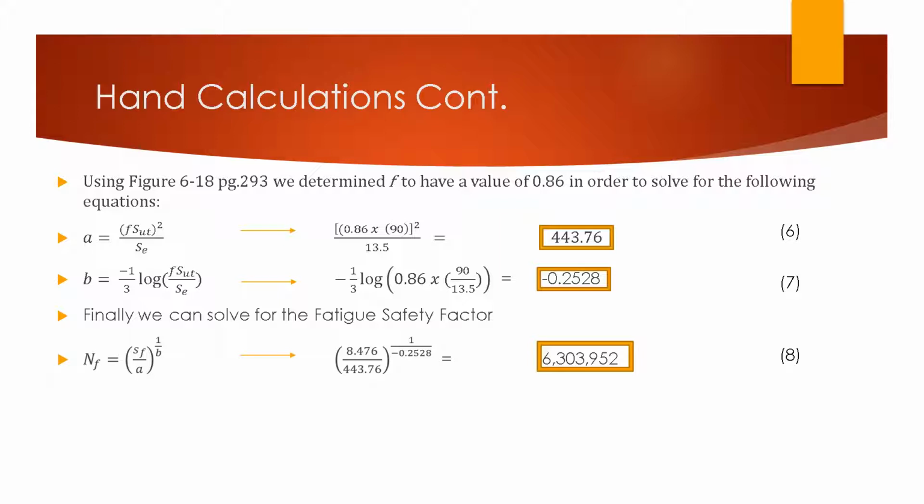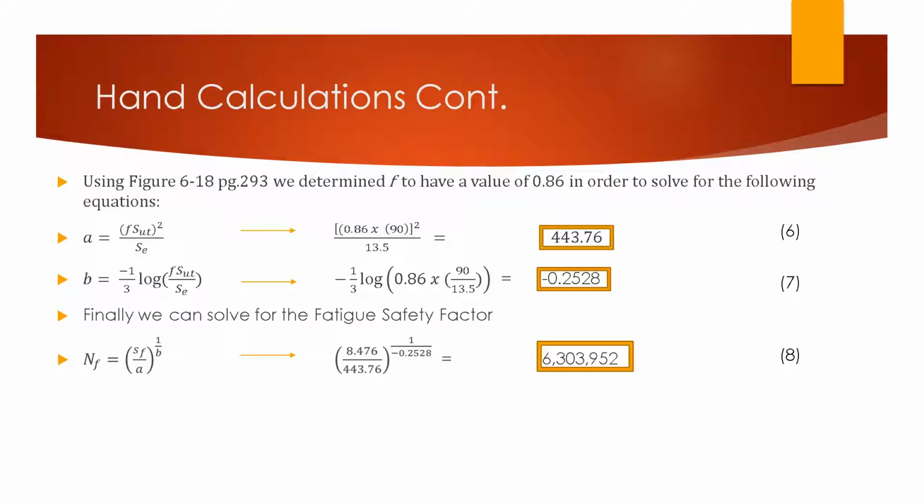Continuing our hand calculations, using figure 6-18 on page 293 of our mechanical design book, we determined f to have a value of 0.86 in order to solve the following equations. a equals (f times ultimate tensile strength) squared divided by our endurance limit, which equaled 443.76, and b, which equals negative one third log of f times ultimate tensile strength divided by our endurance limit, equaled a value of negative 0.2528.